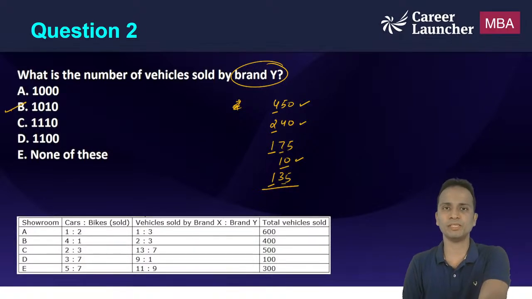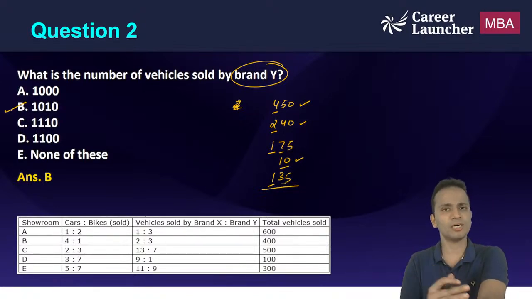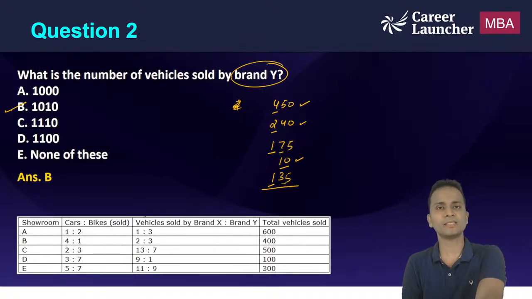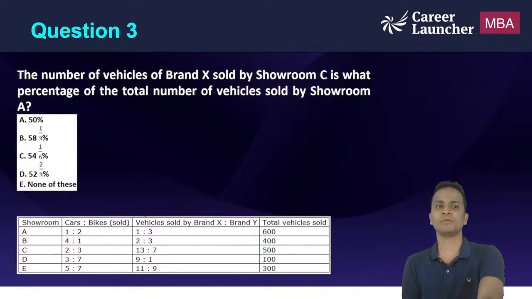That is option B. Okay, I'm sure that most of you must have given the correct answer, right? Even if you have not posted your answer in the chat box, you can check your answer. The correct answer is option B for question number 2. Okay, right? So that was question number 2. Next question, question number 3.